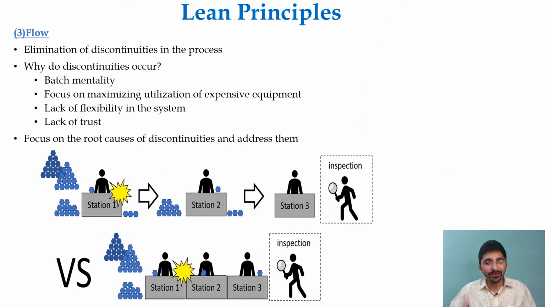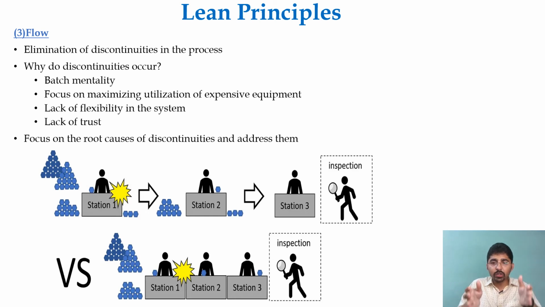The third is the flow. Once we identify the value and waste in our process, we need to go through the value stream mapping. Once we have identified the value stream map, we need to work keeping in mind the flow. What is the requirement? The flow, the elimination of discontinuity in the process, is called flow.